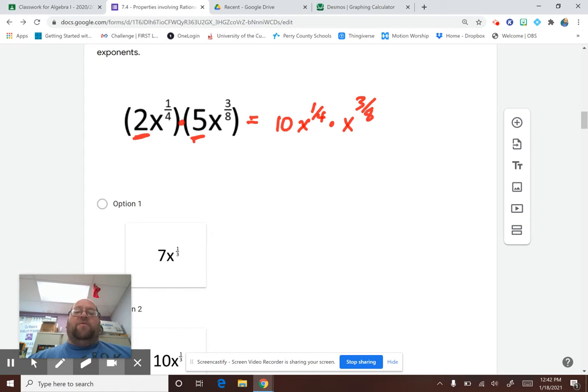And remember, when you multiply exponents, you actually add, okay? So I'm still going to end up with 10x, but now you say, well, I don't really remember how to add fractions or how to do that. Well, there's a tool I want to show you real quick that could be really helpful with this. So you see, I've got 1/4 that needs to be added to 3/8.